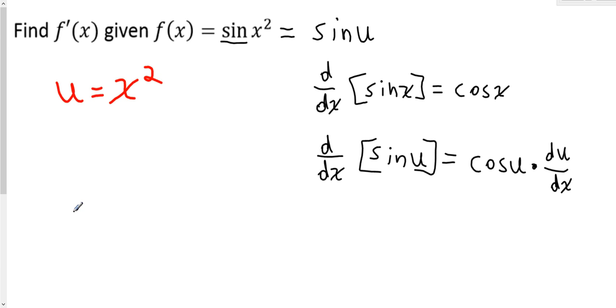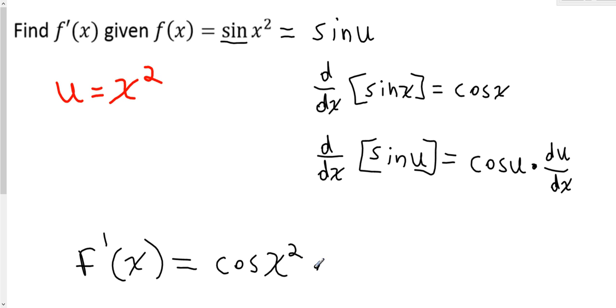Okay. So here's our u. Here's our function. We're going to use the chain rule to take the derivative of this function. Right. So by the chain rule, then f prime of x, which is the derivative of this function with respect to x, is equal to, then, since it's the sine of u, the derivative is going to be the cosine of u. That's the cosine of u, which is x squared.